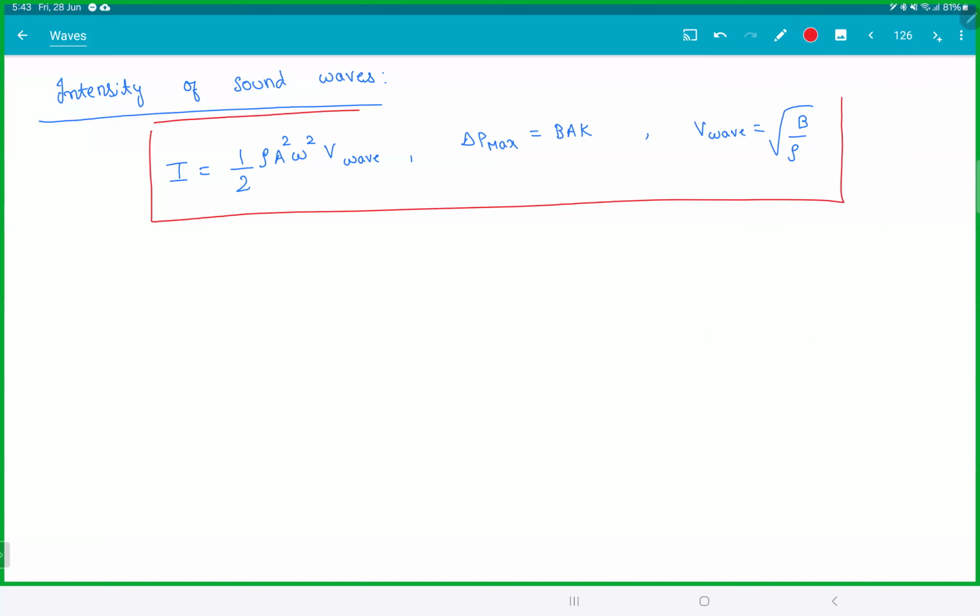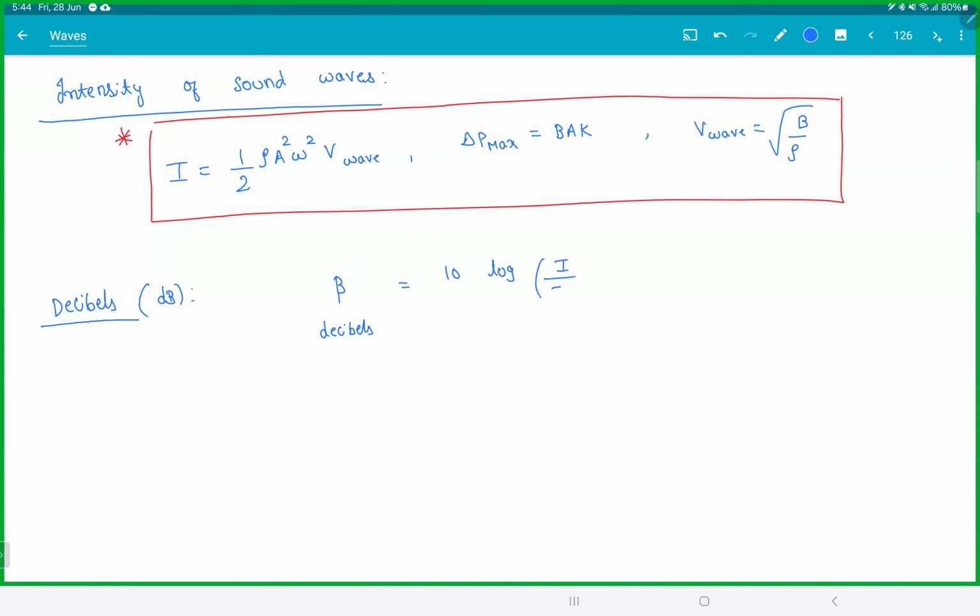So this is the intensity, but this is not really a good way to study because the intensity can vary a lot. So what we do, we use something called decibels. You must have seen this on a speaker and everything. It will be written in terms of decibels. Just like we study acidity with the pH scale, even though the main concentration is H+, we study the pH scale. So decibels is also something similar. So beta, that is the symbol for decibels, is given by 10 log intensity I by I naught.